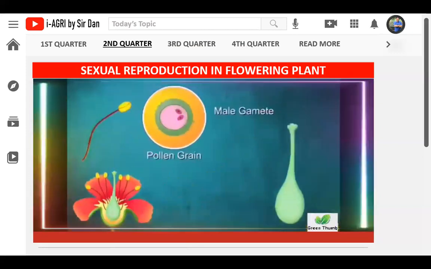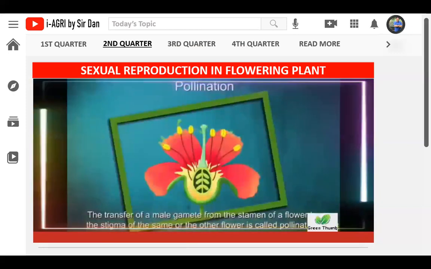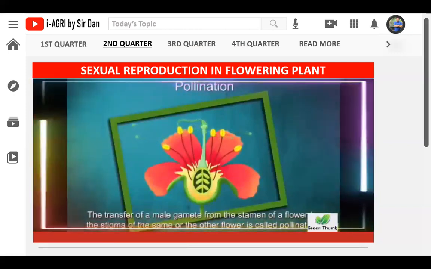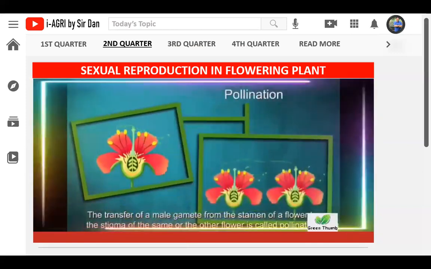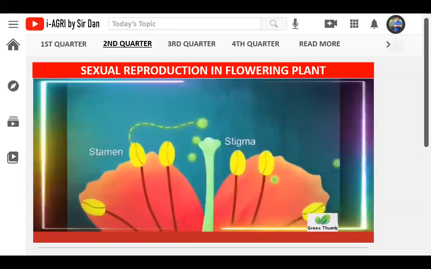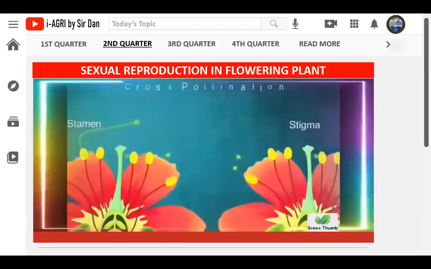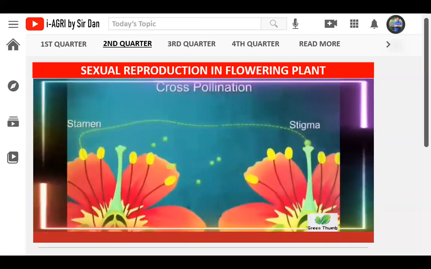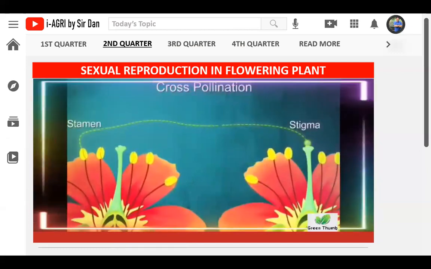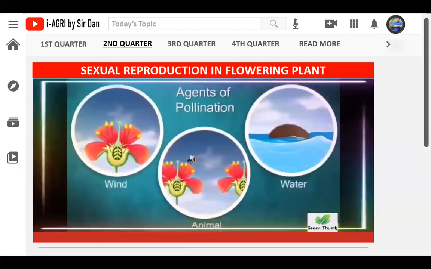Now for that, the male gametes have to reach the female gametes. For this, first a pollen grain carrying the male gametes is transferred from the stamen of a flower to the stigma of the same or the other flower. Such transfer of pollen grains is known as pollination. If the pollen grain of a flower lands on the stigma of the same flower, it is called self-pollination. But if the pollen grain of a flower lands on the stigma of another flower of the same or another plant of the same type, it is called cross-pollination. Pollination occurs with the help of different agents like wind, water, or animals.